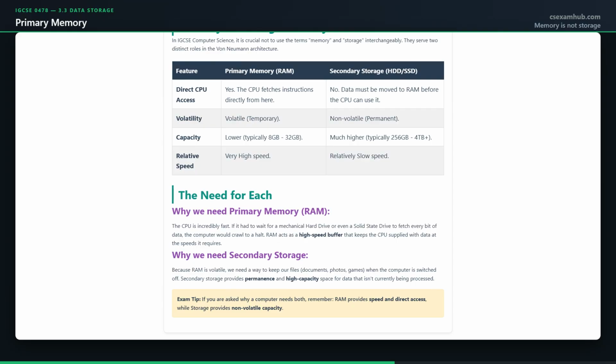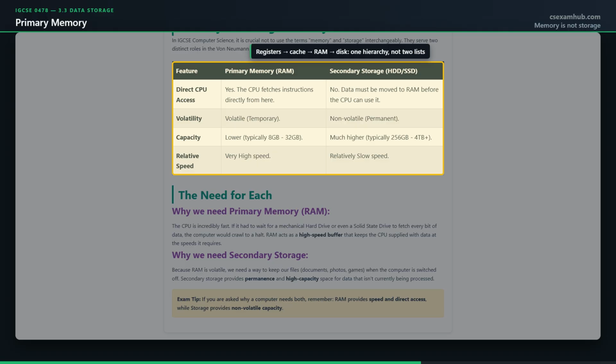Now a distinction that costs marks constantly. Memory and storage are not interchangeable words. Primary memory has direct CPU access. The processor fetches instructions straight from it. Secondary storage does not. Its data must be copied into memory before the CPU can use it. Primary memory is volatile, secondary storage is non-volatile. Primary memory is lower capacity, typically 8 to 32 gigabytes, where secondary storage runs to hundreds of gigabytes or terabytes. And primary memory is very fast, where secondary storage is comparatively slow.